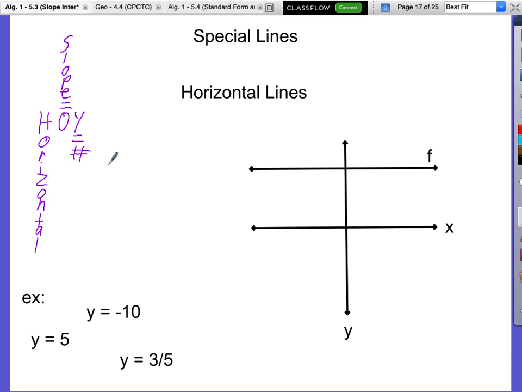So the equation of a horizontal line, instead of being y equals mx plus b, you'll just have y is equal to a number. In this case, it'll be y is equal to b. Y will be equal to whatever the y-intercept is.